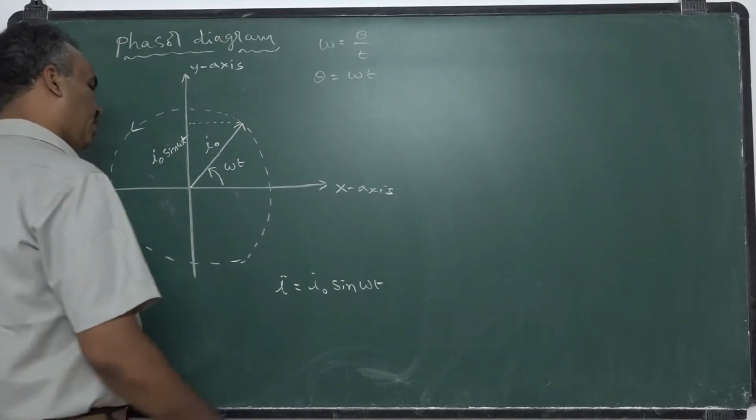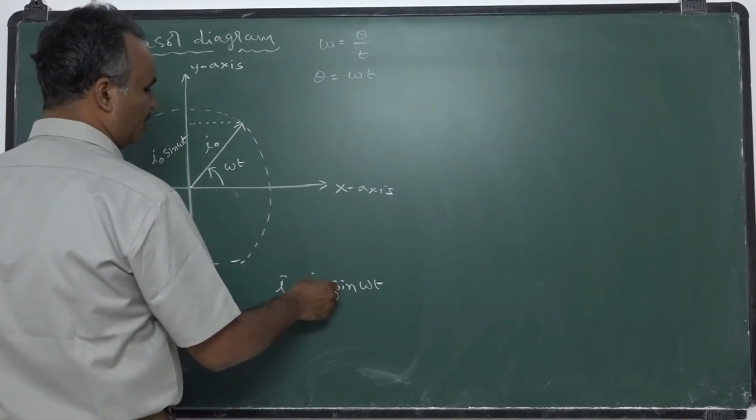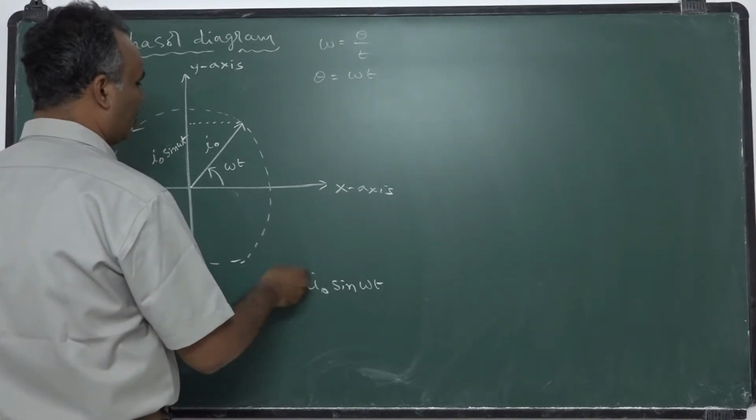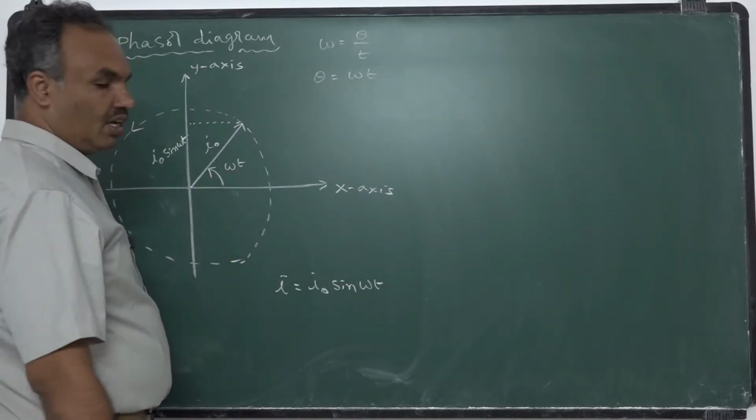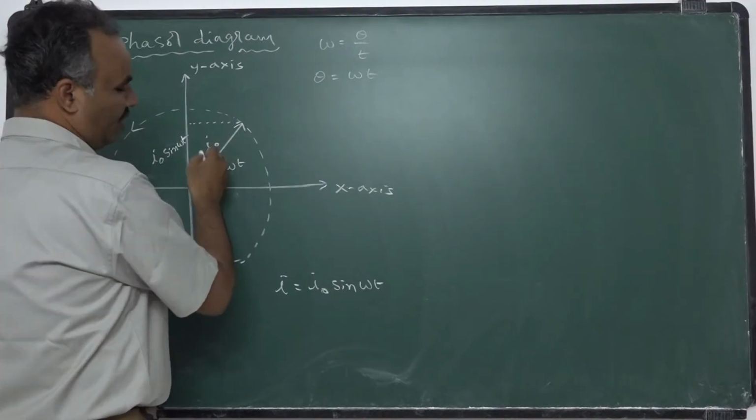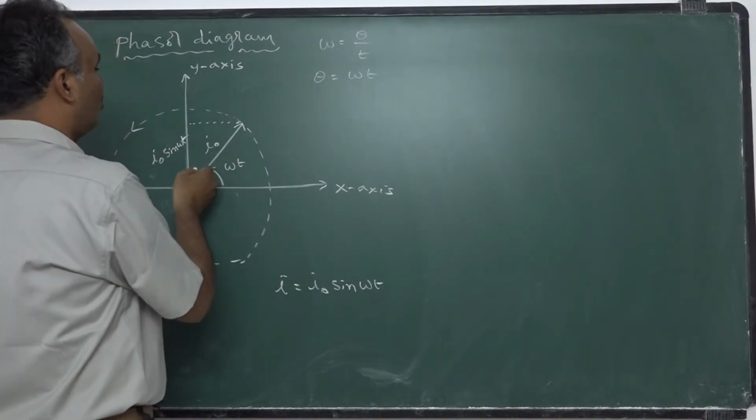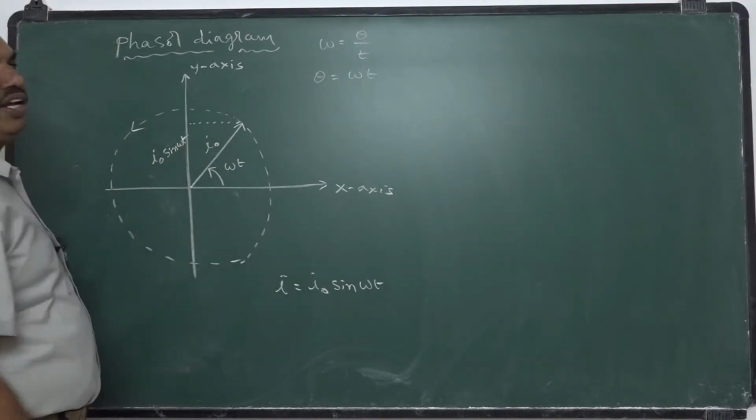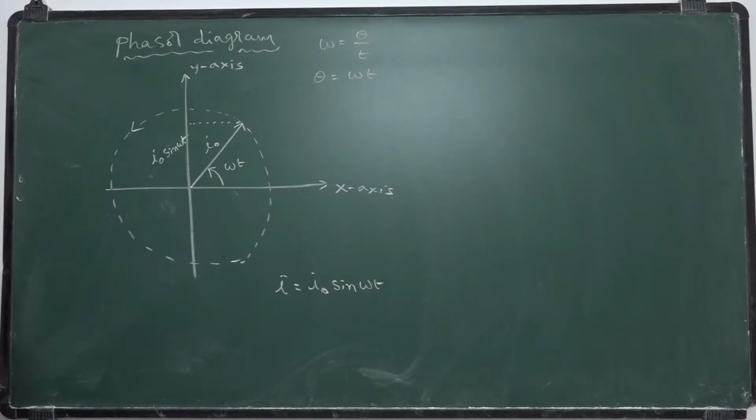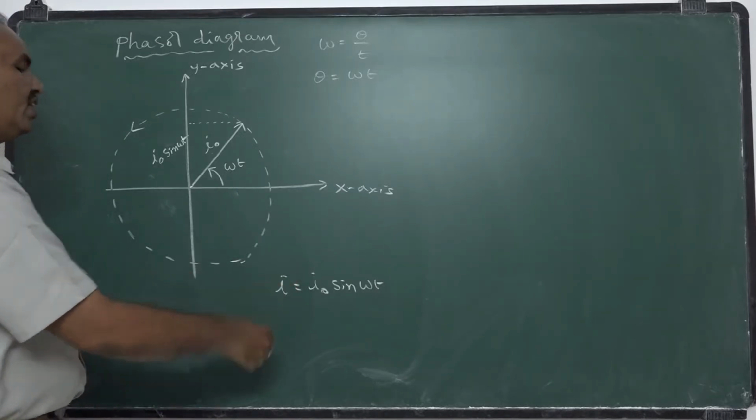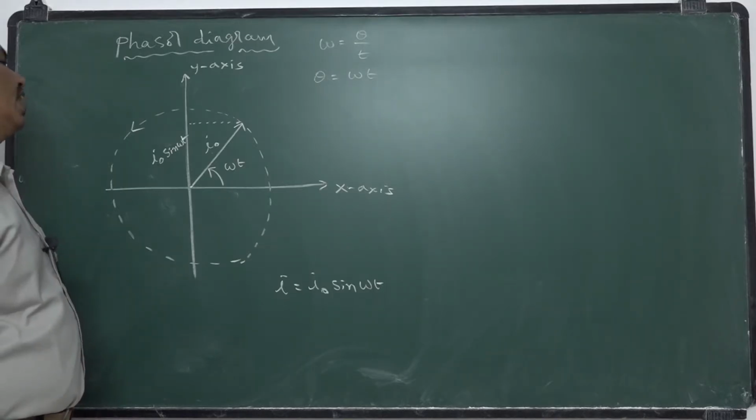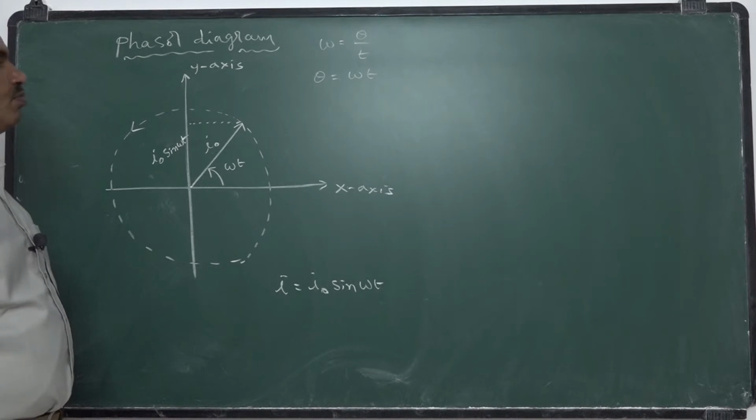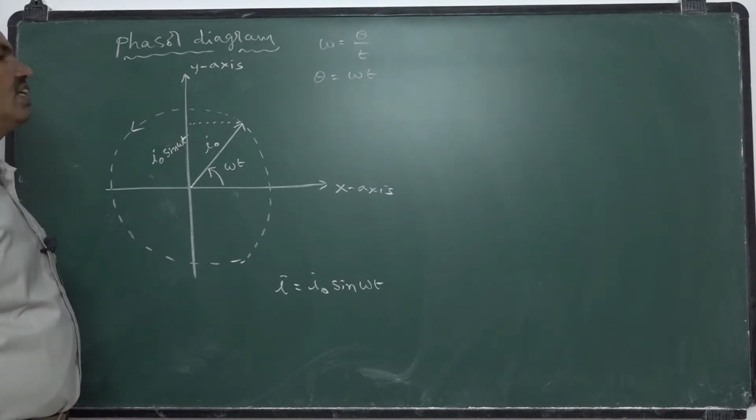So here I naught is the peak value. Peak value is nothing but the length of this vector, nothing but radius of the circular path. I varies with time. As the time is varying, omega t value is going to vary. As omega t is varying, sin omega t is going to vary. So instantaneous value of current is given by the y component of the phasor along y-axis. This diagram is called phasor diagram.